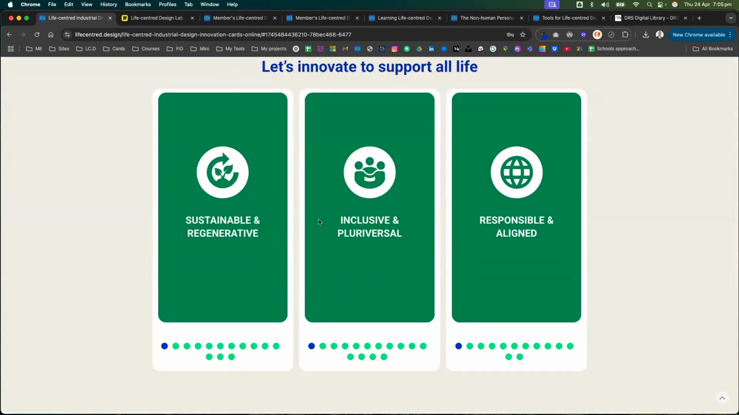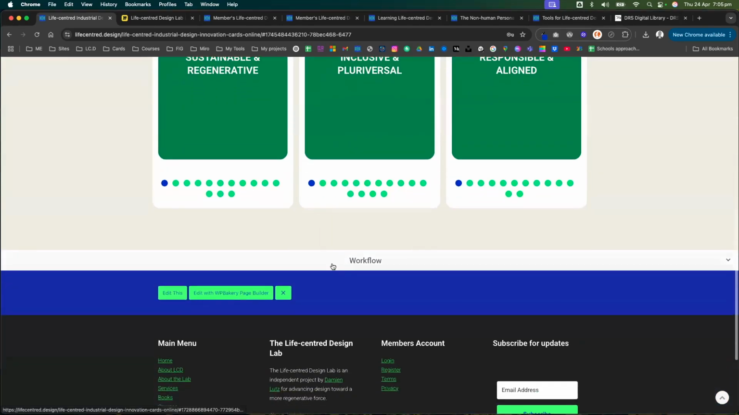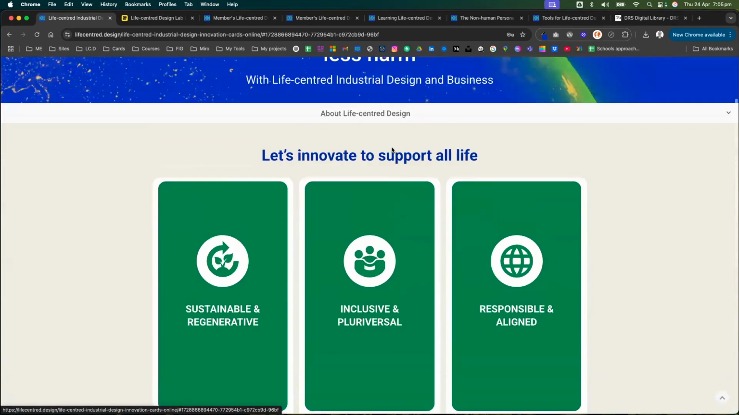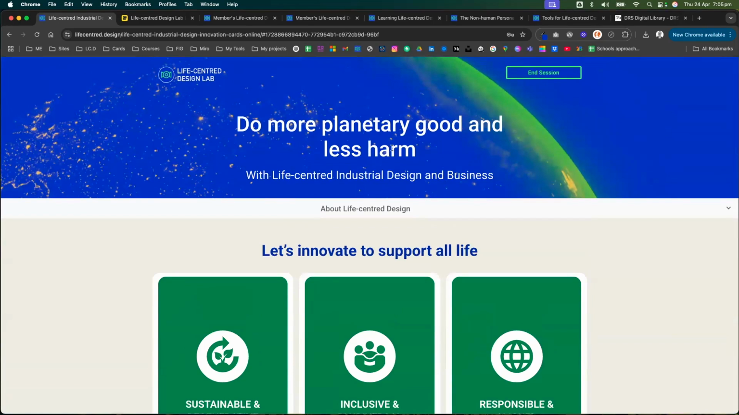And I'll talk about what those three pillars, those three categories are. And then we'll actually talk about workflow. We'll use one of these workflow diagrams and have a discussion about how we get some of these strategies into your workflow, because that's where it becomes really practical. And it's also, I think, where the most challenges are, getting life-centered design into everyday use.